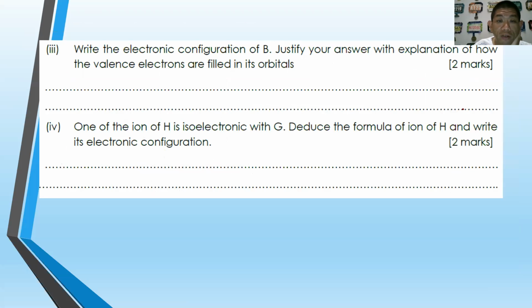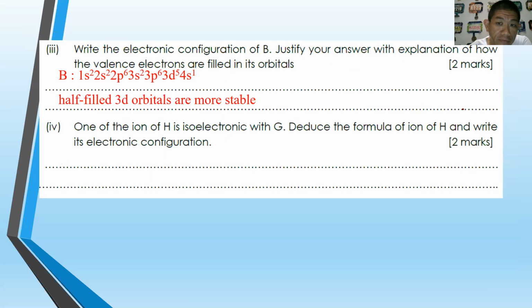And then 4B, write the electronic configuration of B. Justify your answer with an explanation on how the valence electrons are filled in the orbitals. So you can use any method that you want to explain how the electrons are filled. First, you have to answer what is the electronic configuration of B: 1s2, 2s2, 2p6, 3s2, 3p6, 3d5, 4s1. And then how to explain this: because half-filled 3d orbitals are more stable. Okay, so that is how we answer number 3.